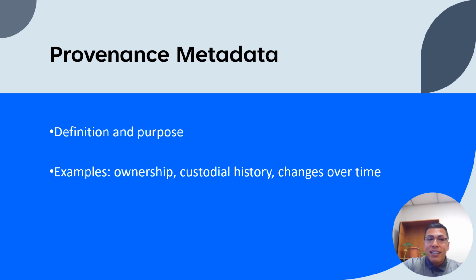Provenance metadata not only provides context and background information about a resource, but also helps libraries make informed decisions about acquisition, preservation, and display of their collections. In our next slide, we will discuss preservation metadata and its importance in maintaining the long-term accessibility of library resources.